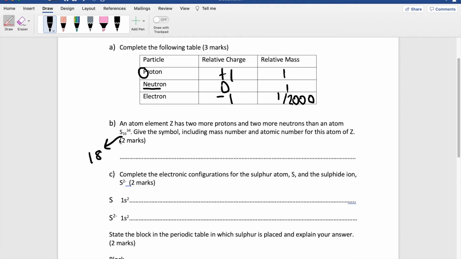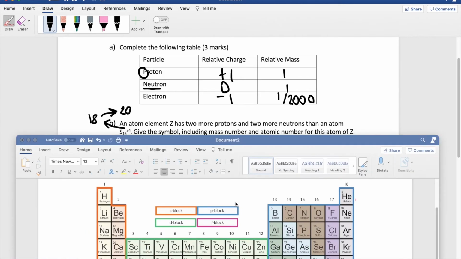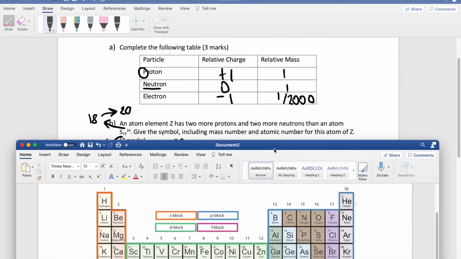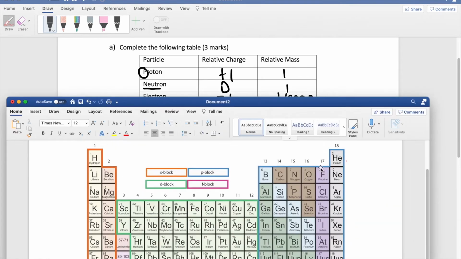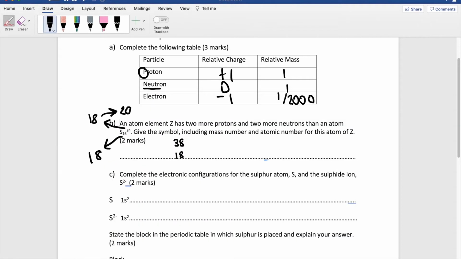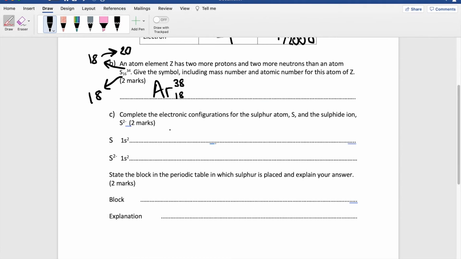So in this one you've got 18 neutrons already, so you're adding 2, which is 20. But this is the overall, this is neutrons and protons, so you do 18 plus 20 to get 38, add your proton number on the bottom, and then you get your periodic table up and you match it. So you've got 18 as your proton number, and you can see it matches argon on the table, so you just write Ar.